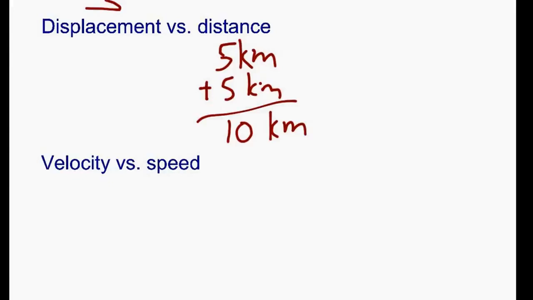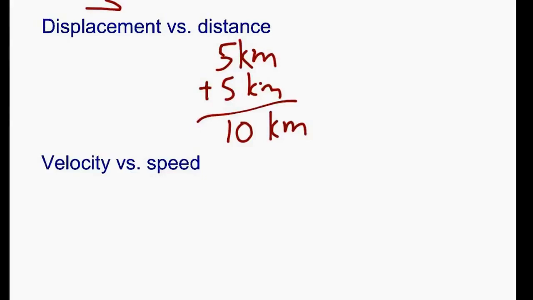We don't really care about the direction, we just want to know how far you went. The odometer on your car, if you were driving, would show 5 kilometers being added going one way, and it would add another 5 going back. Your odometer doesn't matter which direction you're going, it just wants to know the total distance you traveled.